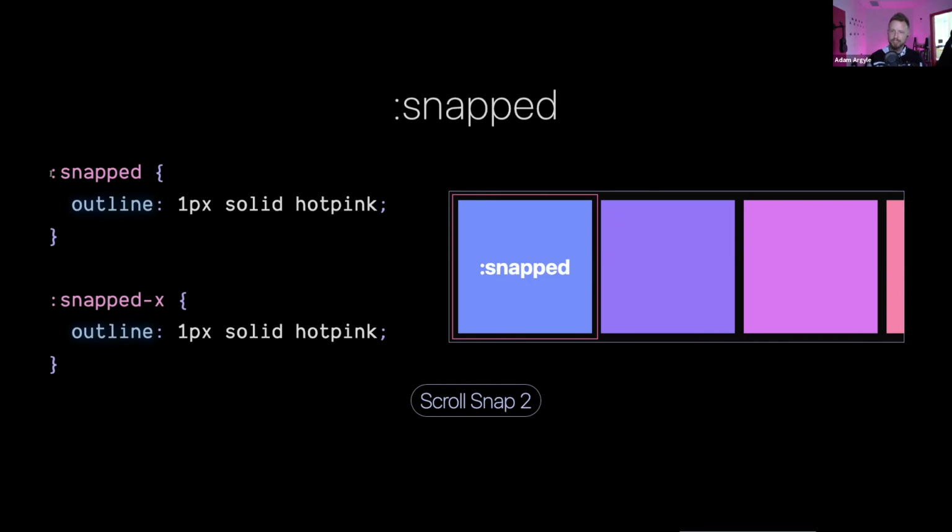Scroll snap 2 would make it this easy, just colon snapped, right? Why isn't it like that today? I have no idea. So I'm working to make it so that it is that easy. We should know which item is snapped and it shouldn't be so hard. So that is feature number 1.